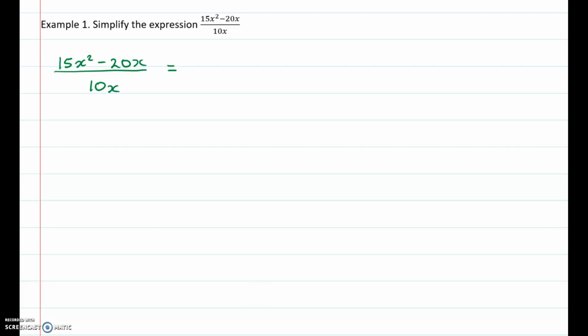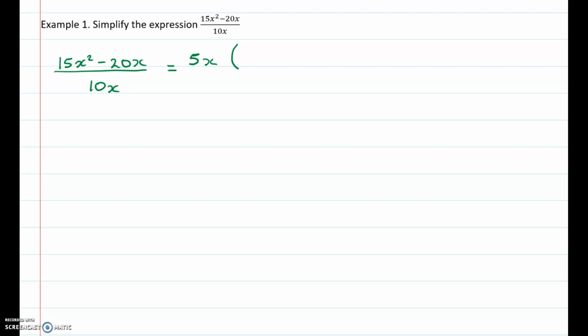And the way that you normally start is seeing if you can remove the GCF, the greatest common factor. So if you do that on the top line, the 15 and the 20, 5 can divide evenly into both the 15 and the 20, so we can take out 5. And there's an x in both parts, so we can take out the x as well. So we've taken out 5x out of this. So what we're going to do, we're going to divide both of these mentally in our heads, both the 15x squared and the negative 20x by 5x.